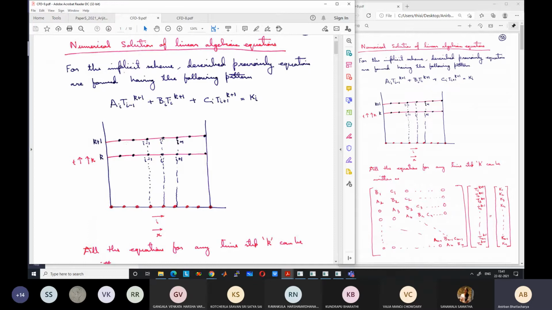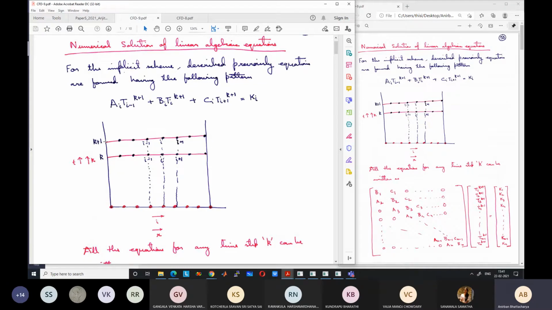So for the ith grid point, it will be Ti k plus 1. This will be Ti plus 1, k plus 1. This will be Ti minus 1, k plus 1. Similarly, all the other values can be written. The first value is T1 k plus 1. The second value is T2 k plus 1, like this.